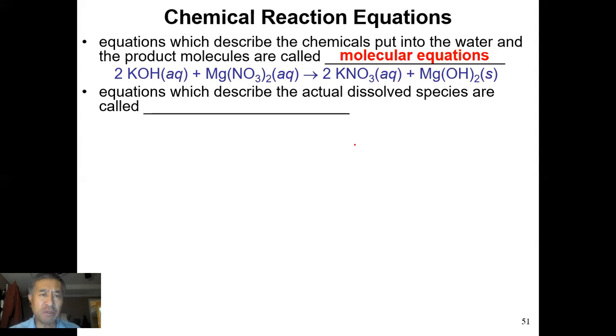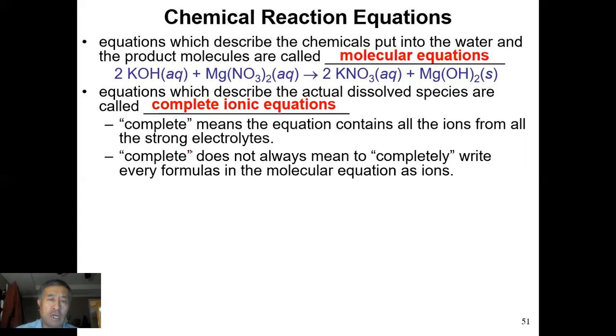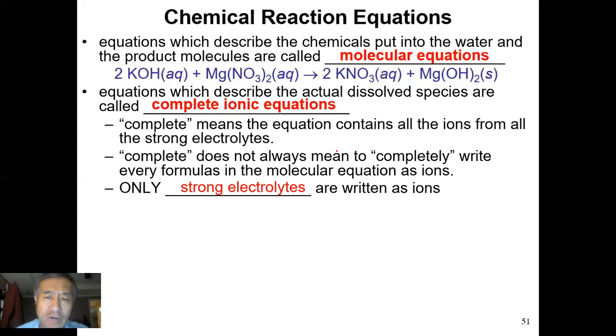The next type is the equation which describes the activity of most of the dissolved species, called the complete ionic equation. You may notice some common misunderstanding here. When you say complete, it means the equation contains all the ions from all the strong electrolytes. If your electrolyte is weak, you still produce partial ions, but you don't write them as ions because we go by majority rules. Complete does not always mean to completely write every formula in the equation as ions. Only strong electrolytes are written as ions.